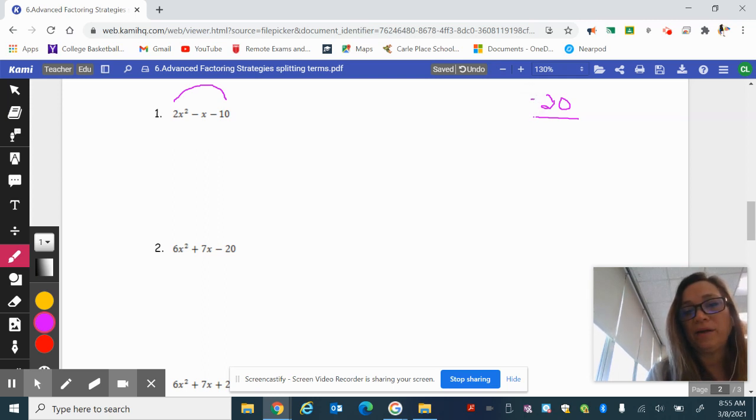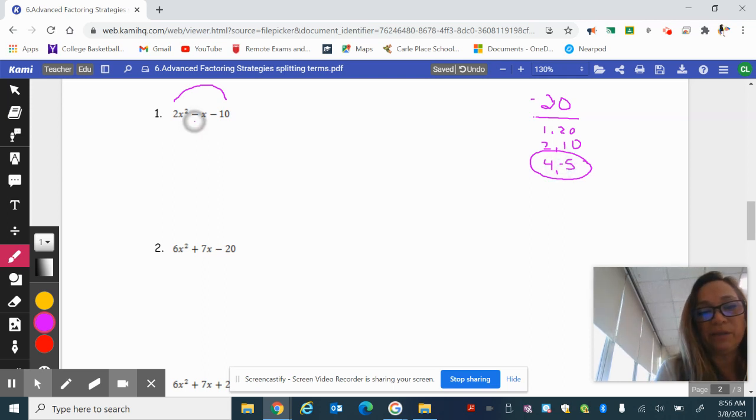All right. So my factors of 20 are 1 and 20, 2 and 10, or 4 and 5. And I'm trying to get a negative 1, so I'm going to choose the 4 and the 5. To get the negative 1, the 5 has to be negative. So I'm going to split this. That gives me 2x squared plus 4x minus 5x minus 10.